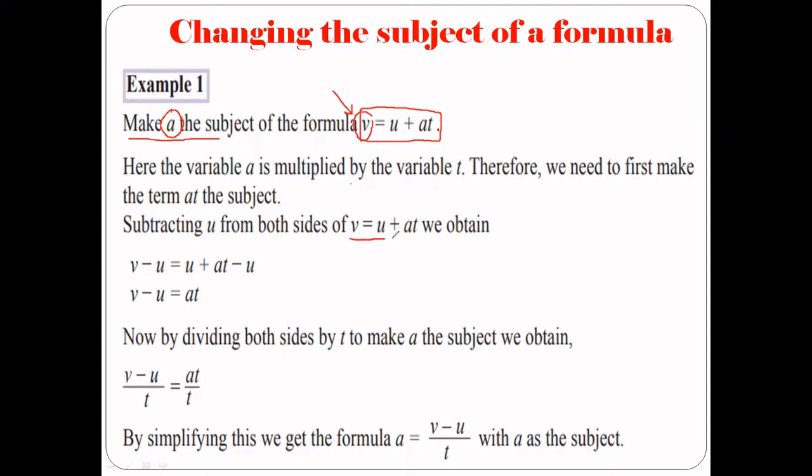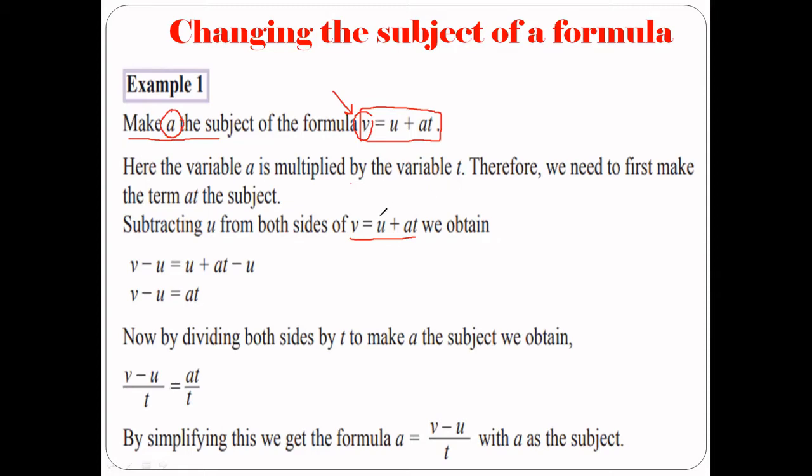First, write the equation V equals U plus AT. Now, we want to keep only A on one side. That may be left or right, that is not a matter. You have to identify how many terms there are in this formula. On the left hand side, one term is there. On the right hand side, there are two terms. Terms are separated by plus or minus signs.